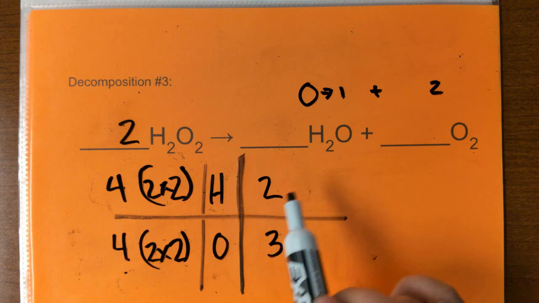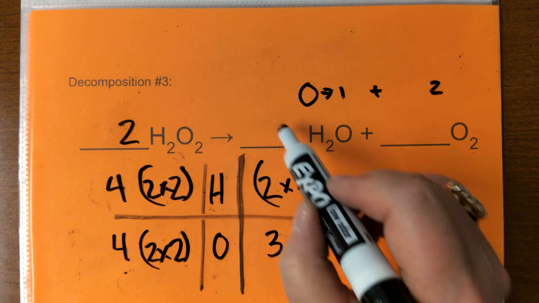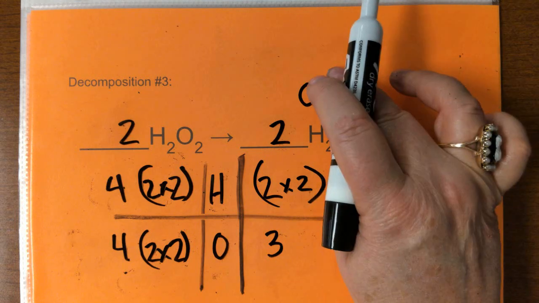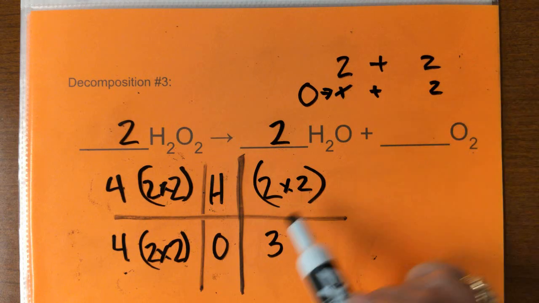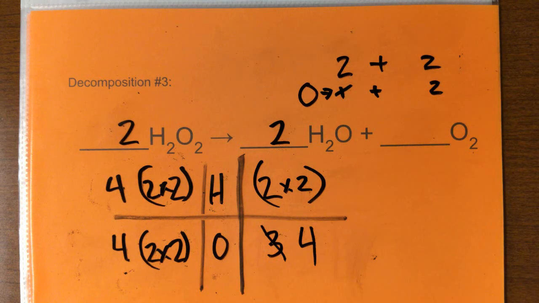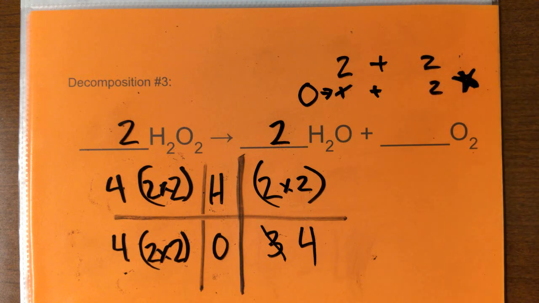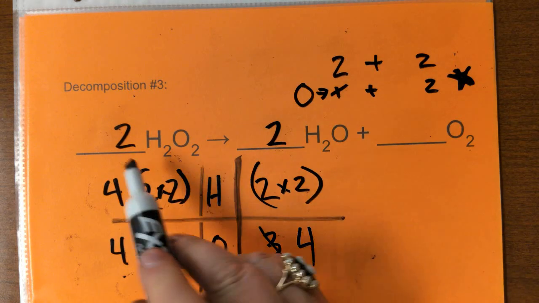For me to get 4 over here, I would need to multiply this by 2. If I multiply this by 2, that changes this number to 2. Plus 2 more, I have 4. So you have to be careful and pay attention to your oxygens. Balance those separately. Let's double check.